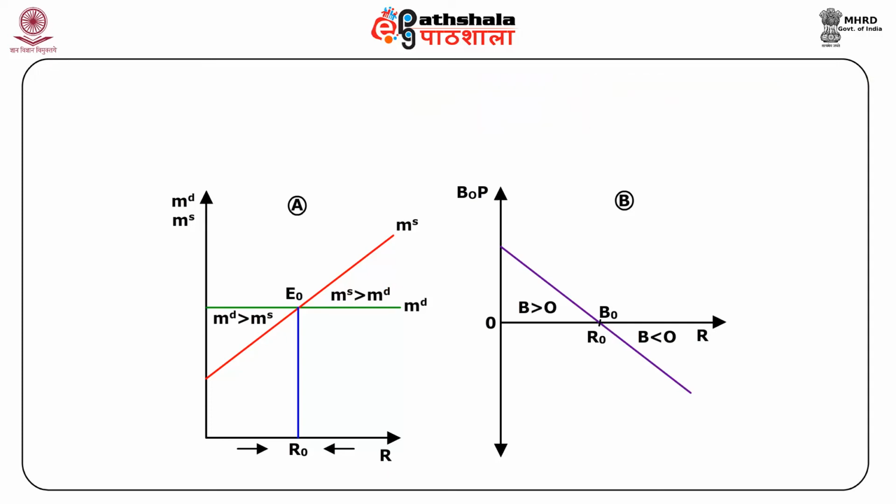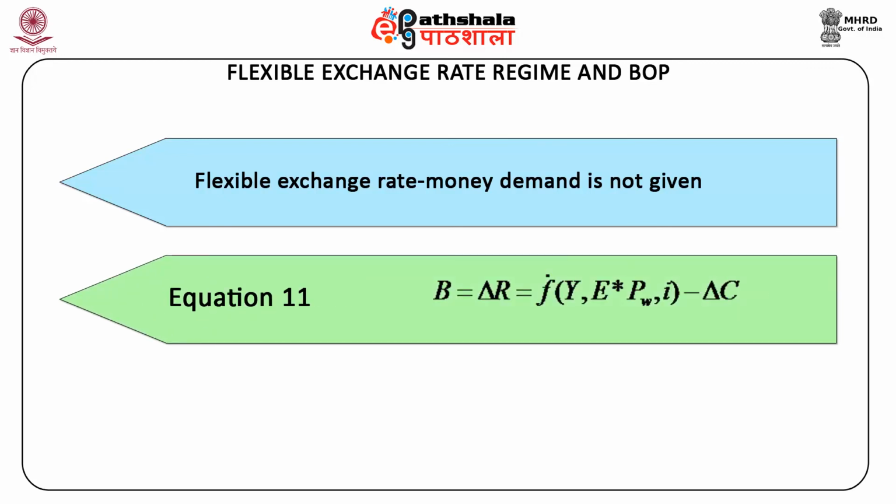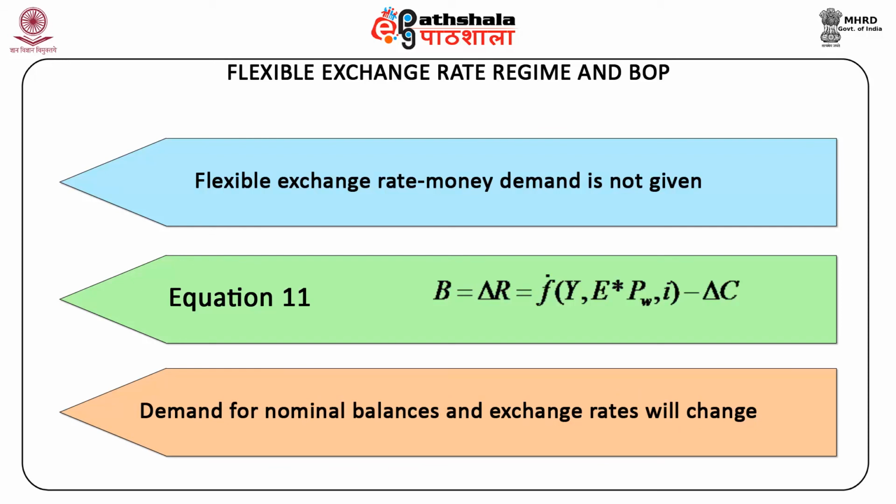Under flexible exchange rate regime, money demand is not given. It can be changed with the changes in the exchange rates. Thus, now the balance of payment equation will become equation 11: B is equal to change in R is equal to F bracket Y comma E into PW comma I bracket close minus change in C. When B is equal to 0, there is no change in the foreign exchange reserves, or change in R will be equal to 0. When there is a balance of payment deficit or surplus, demand for nominal balances and exchange rates will change to bring the balance of payment into equilibrium without any change in the foreign exchange reserves.